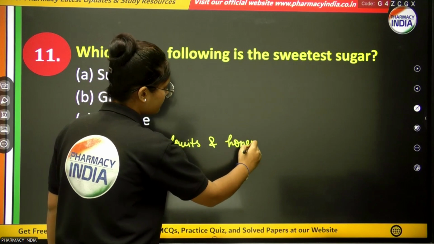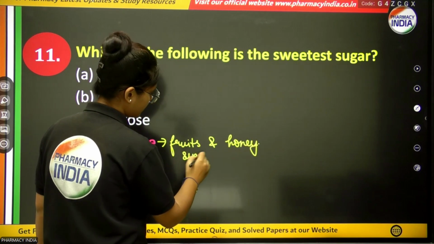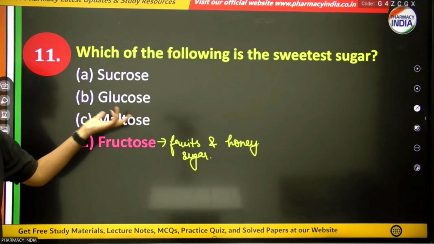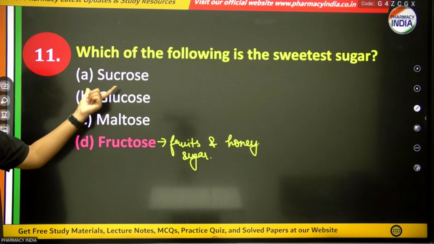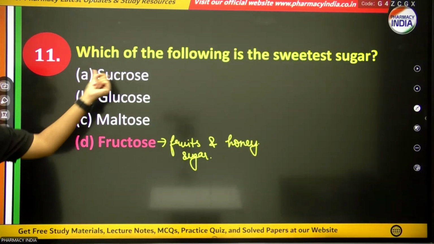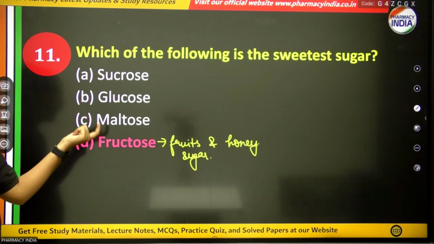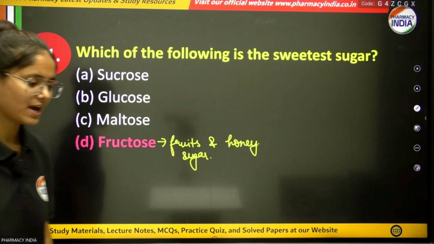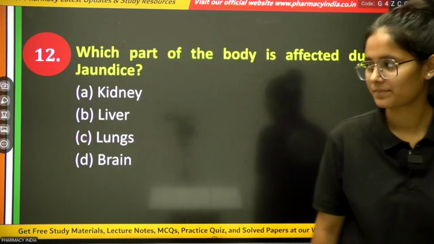It is also known as fruit sugar. Clear? And if we talk about glucose, it contains very less sugar from sucrose and fructose. First is fructose, second is sucrose, third is glucose, and then it comes to maltose. Clear? So the correct option will be D, fructose, which is a fruit sugar and is also present in honey.